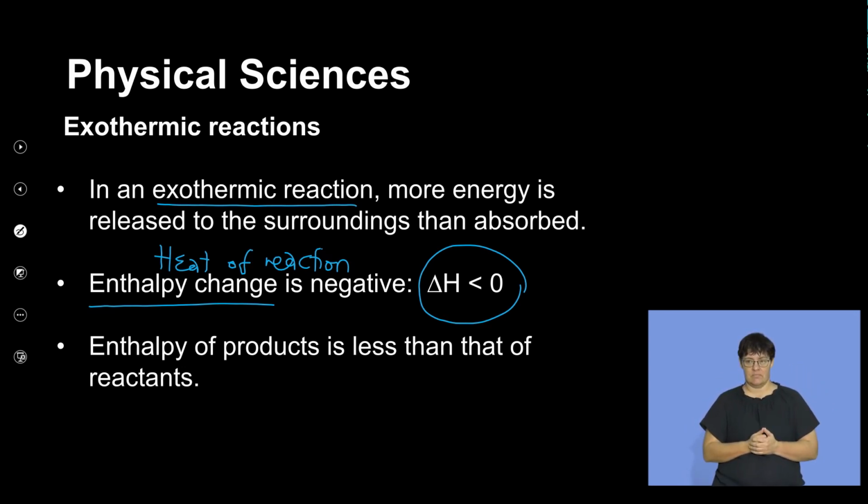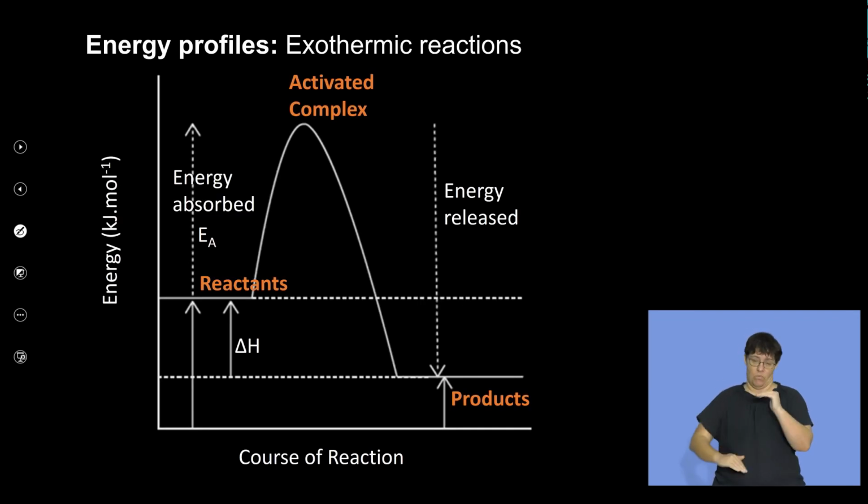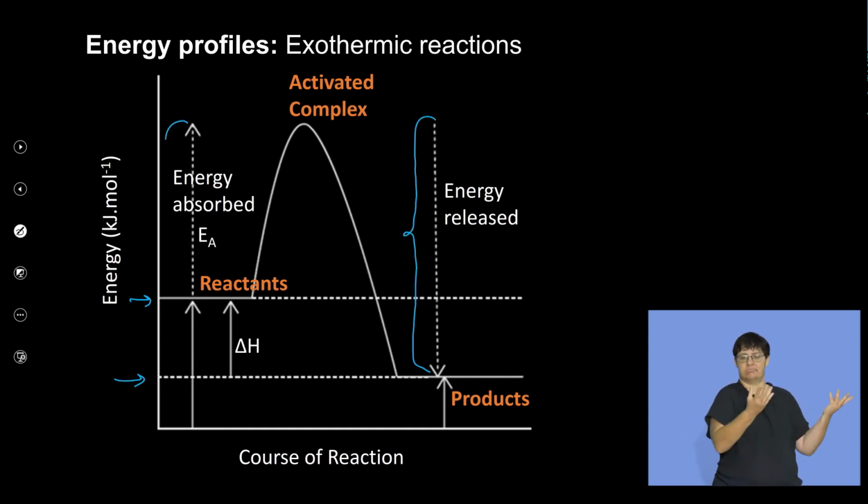So in other words, if more energy is released than absorbed, it says to us that the products will be at a comparatively lower energy level than the reactants. Right. So as far as the profile of an exothermic reaction, we realize immediately that the products are at a lower energy level than the reactants. If you look at the amount of energy released versus the amount of energy absorbed, we can safely say that more energy is released than absorbed.